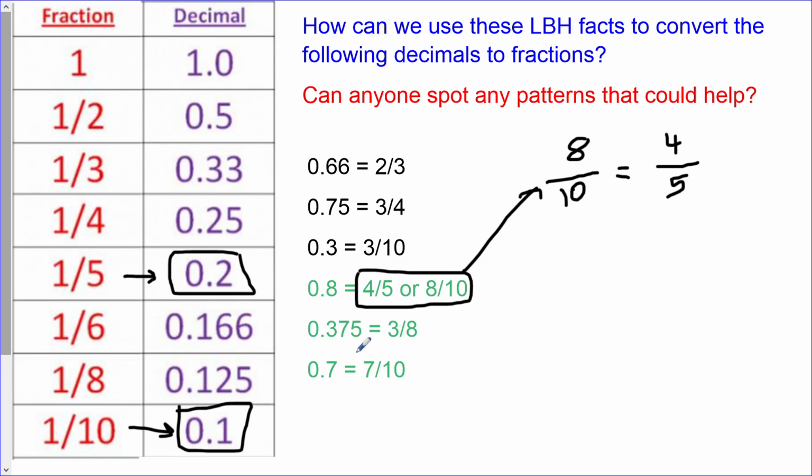0.375 is the more tricky one here, but there is a link there to 0.125, because 0.125 multiplied by 3 gives us 0.375. And therefore, 1/8 times by 3 gives us 3/8 as our answer. And the final one, 0.7, we should have seen a link to 0.1, and therefore 0.1 multiplied by 7 would give us 0.7, and we know 0.1 is equivalent to 1/10, and 1/10 times by 7 would give us 7/10. So they should have been your answers to those questions.